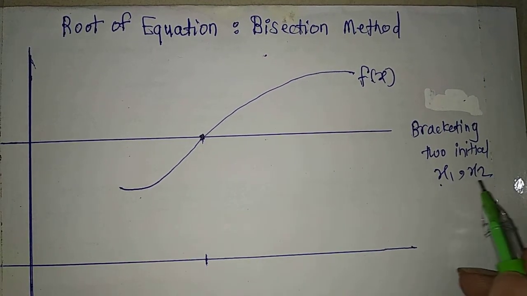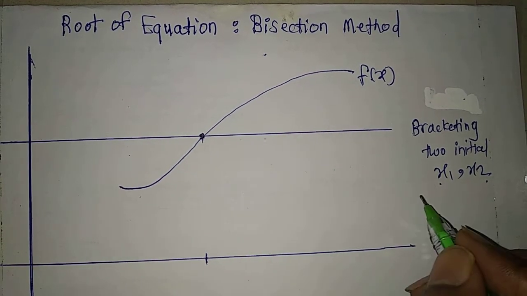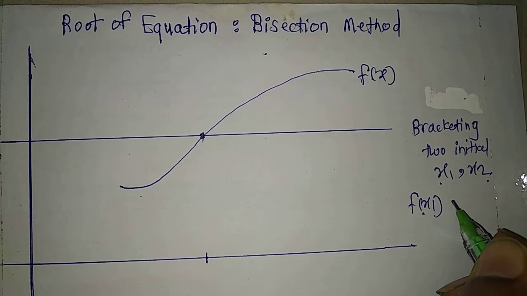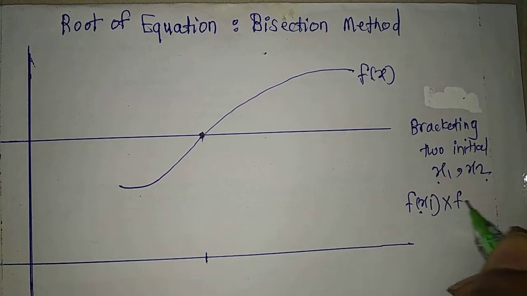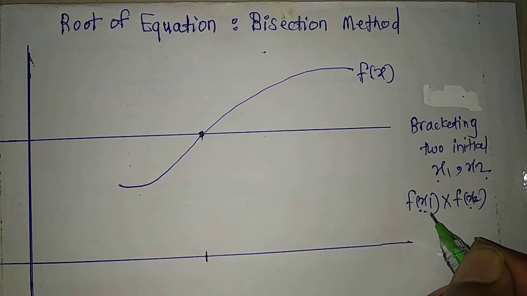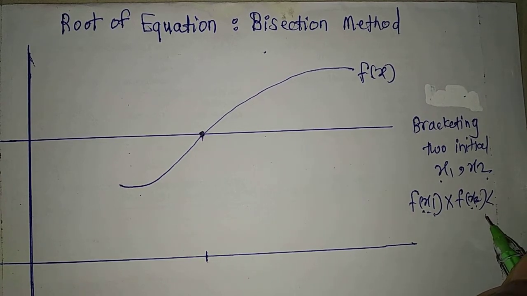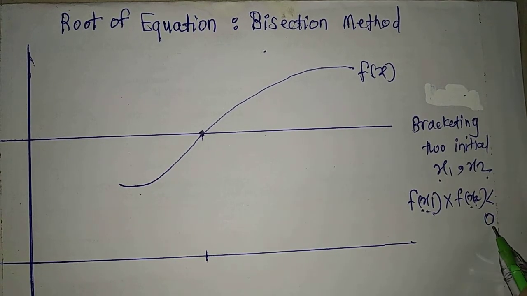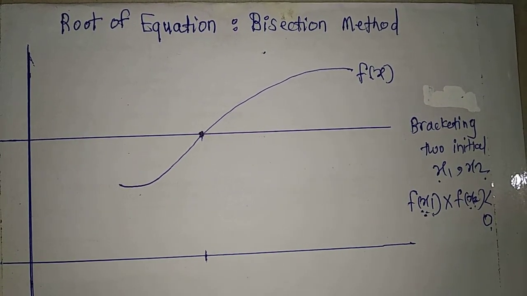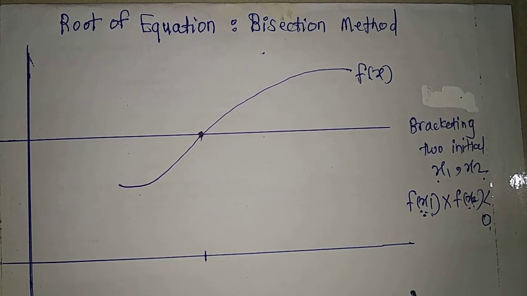The selection of x1 and x2 is in such a way that the respective function value of x1, that is f of x1, and the respective function value of x2, that is f of x2, when multiplied, should be less than 0. So one should be negative, one should be positive. In this manner, we have to select f of x1 and f of x2.